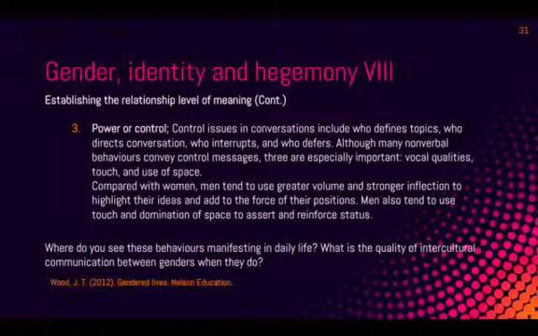So in light of all this, where do you see these behaviours manifesting in daily life? What is the quality of intercultural communication between genders when they do? Just to think on these things, the non-verbal and the verbal forms of communication, how they affect relationships between genders.